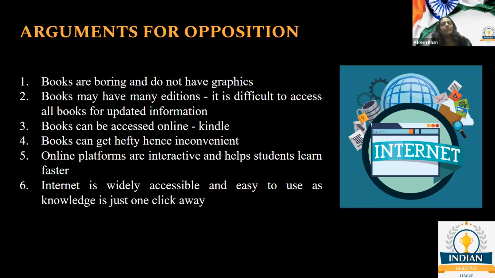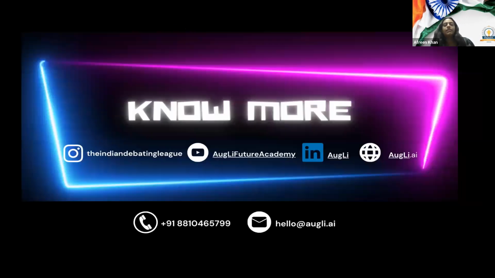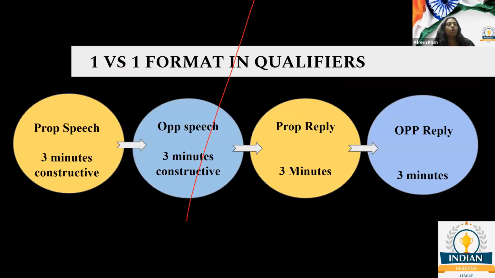Then books can be accessed online. The same thing that you were saying in terms of books can literally be seen on platforms like Kindle, etc. Also, carrying books is inconvenient. Online platforms are interactive and help students learn faster. And then the internet is widely accessible and easy to use. A lot of points were about not having internet network connectivity, etc. Now we're living in a world where we have good connectivity and good accessibility to the internet as well, which is why proposition and opposition's points stand. So this is with respect to today's mock session.